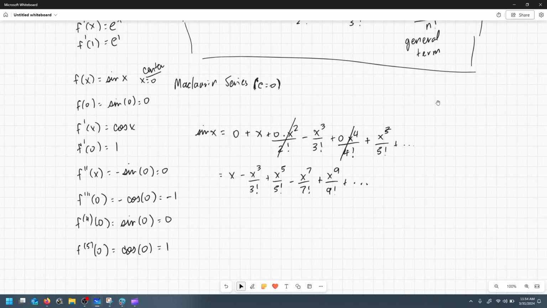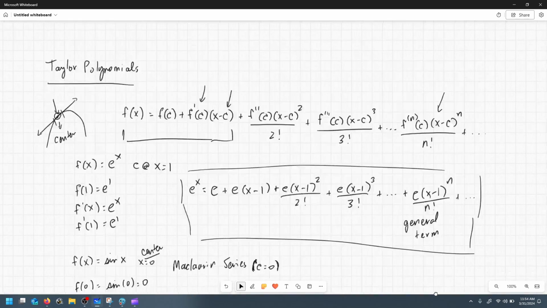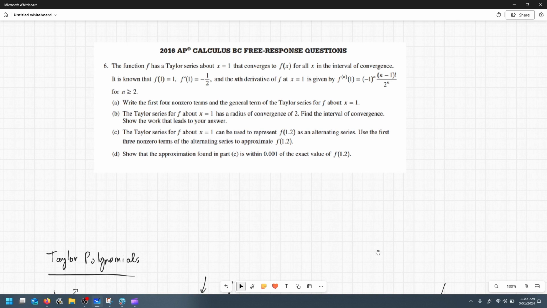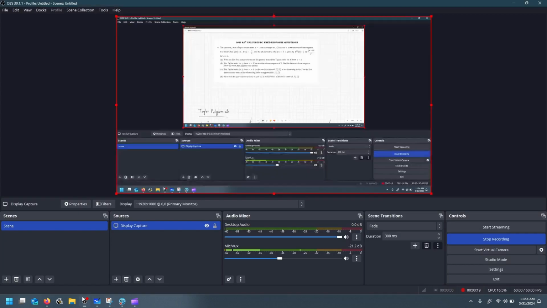All right, so let's go back and take a look at an example AP question so you can get a feel for what this might look like on the AP test. Looking at 2016 here, we've got number 6.